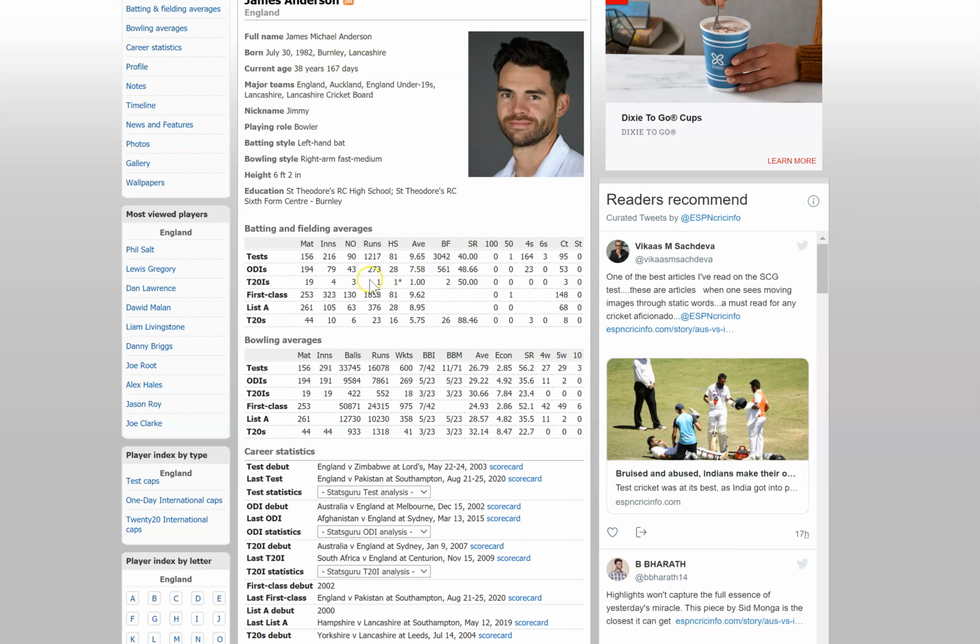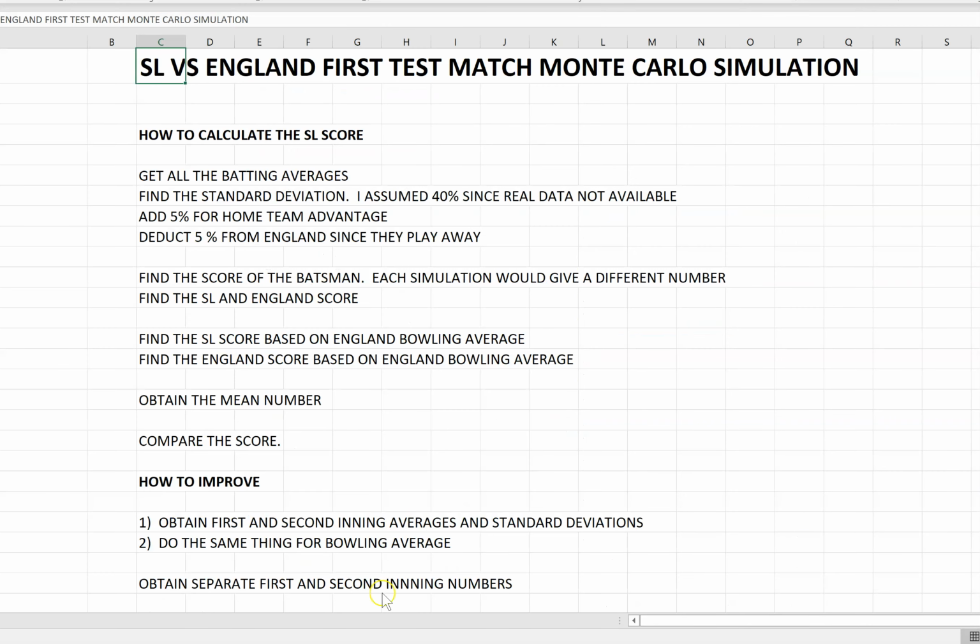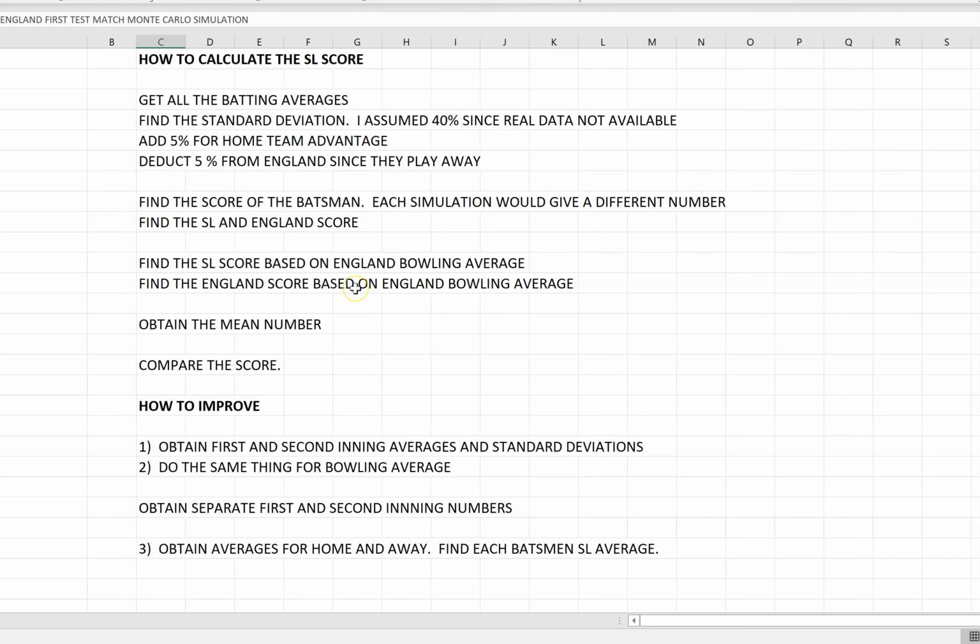You have here Anderson. He's a bowler and his batting average is low. So I got it from Cricinfo. So you have the averages, you have the standard deviation, and you could find the total possible score. Also, I deducted 5% from the England team since they're playing away. And 5% seems to be pretty okay. When you're playing away, you get a little lesser score. Away averages, in almost most cases, are lower than the home average. So you find the score for the batsmen.